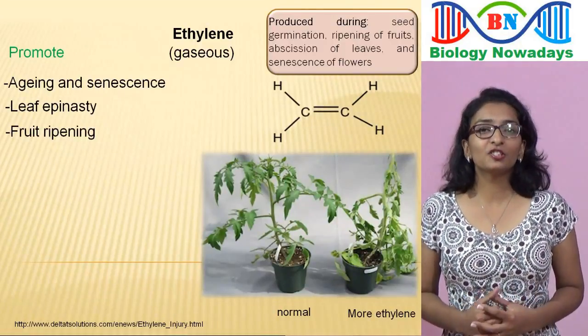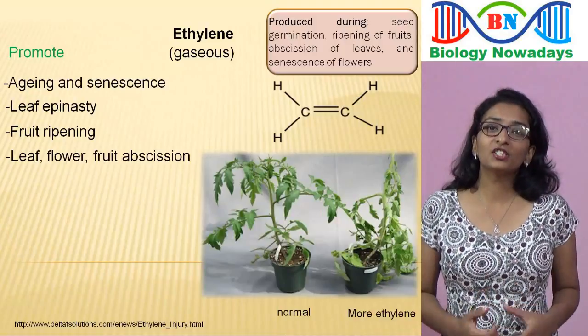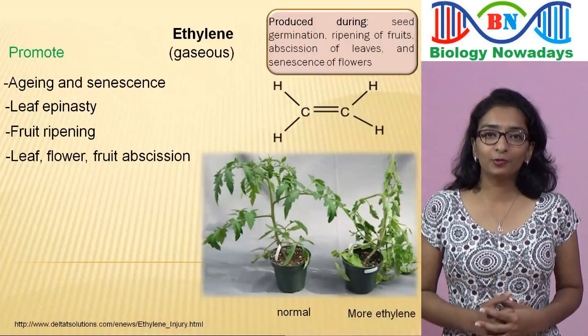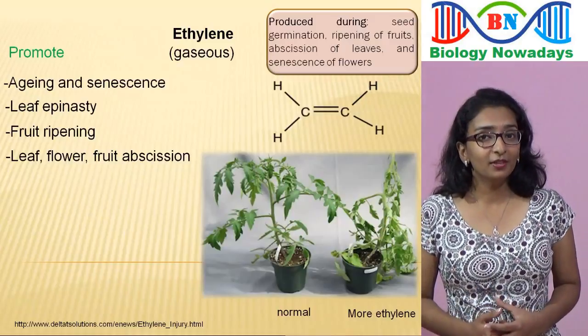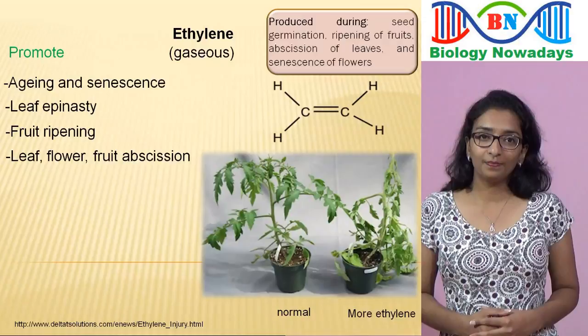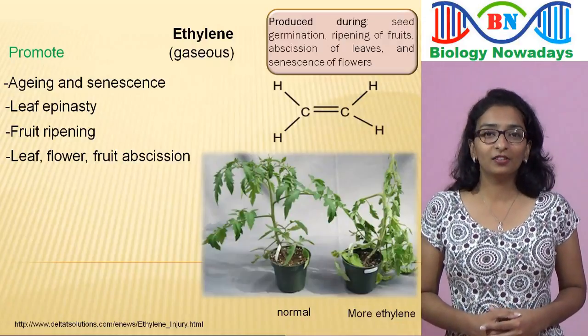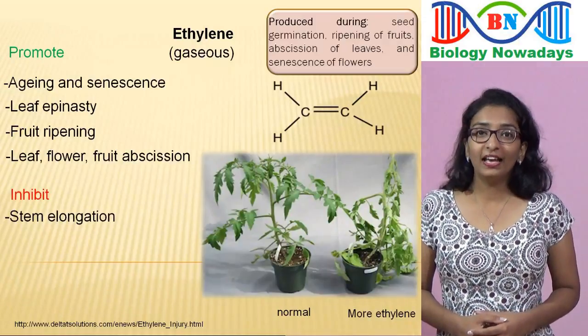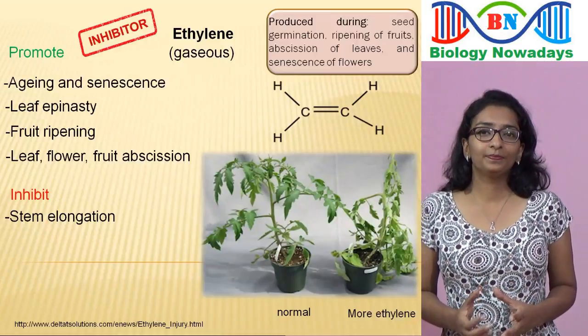One of the main functions of ethylene is promoting abscission of leaves, flowers, and fruits. Ethylene is the primary and most important chemical involved in the process of abscission. It inhibits stem elongation. Overall, ethylene is a growth inhibitor.